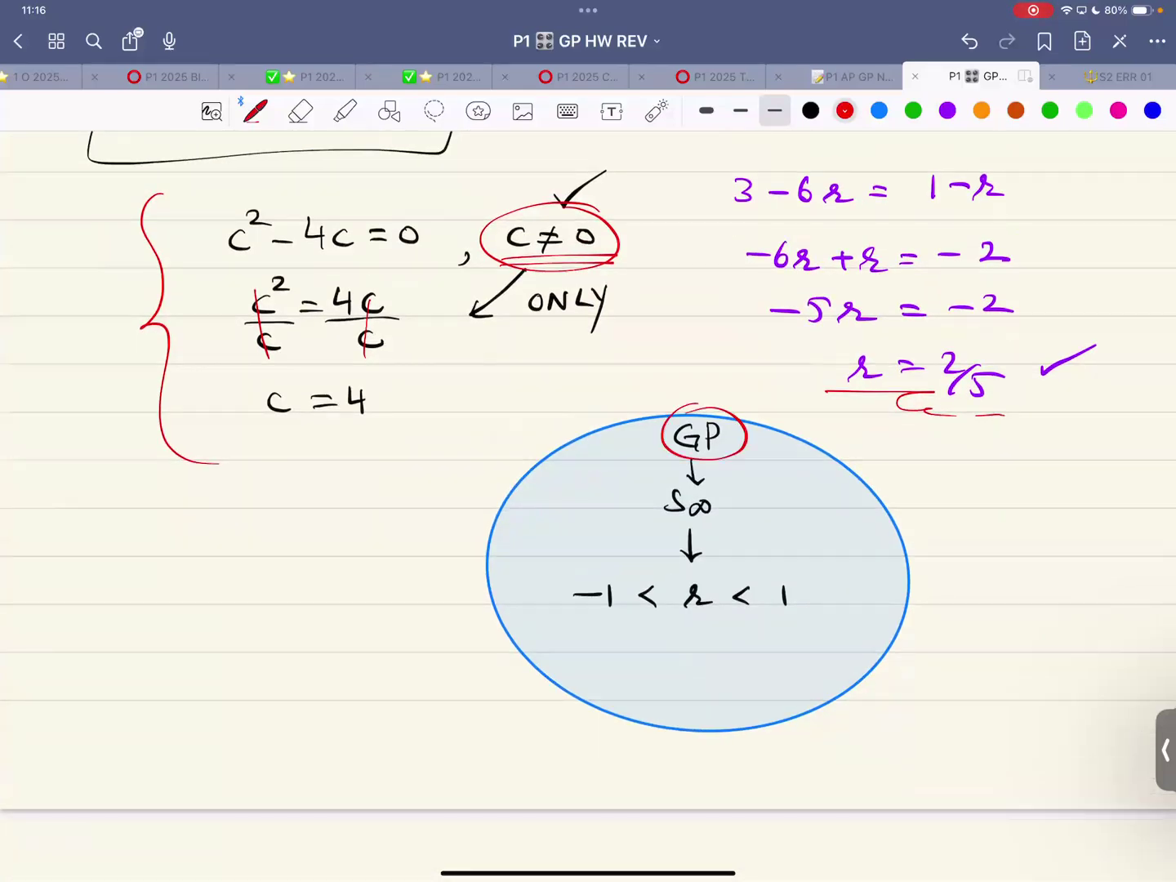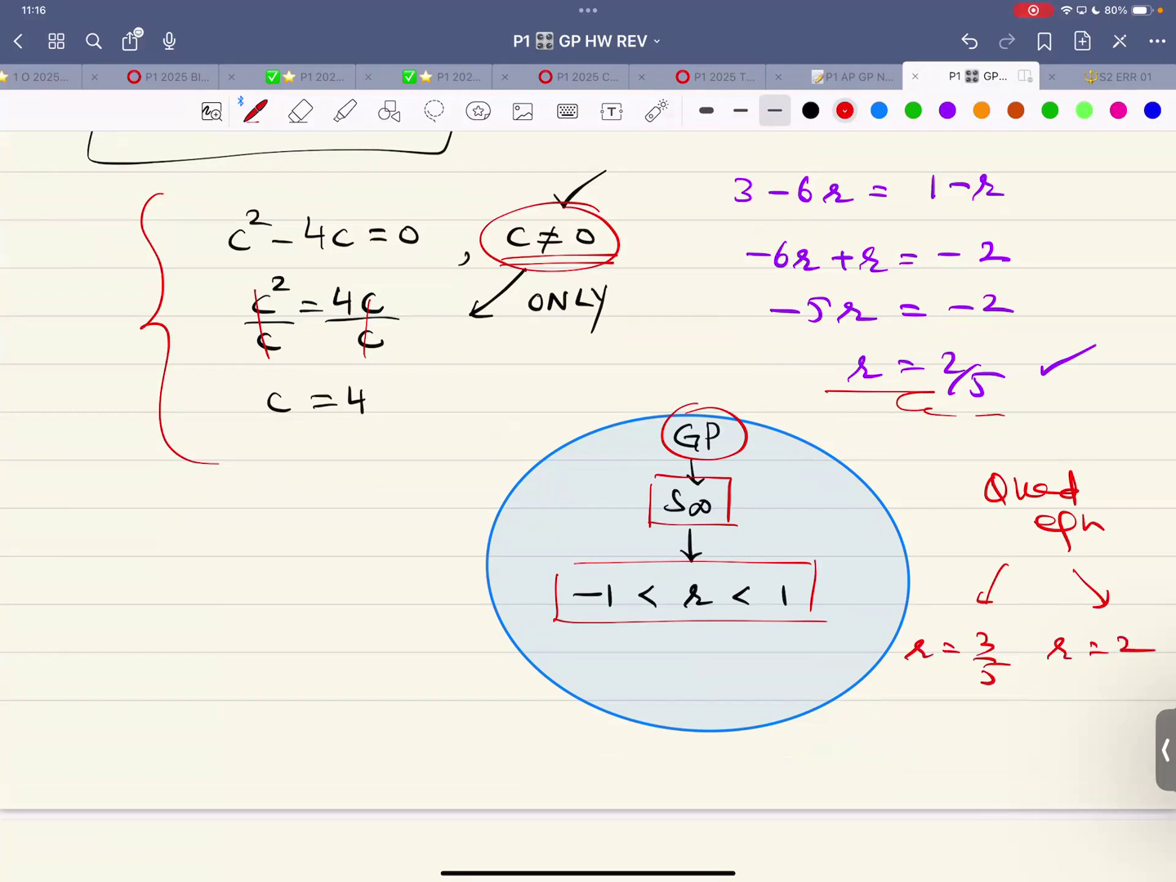A word of concern: whenever it's a question of sum to infinity, naturally it has nothing to do with AP. It has everything to do with GP. It is necessary that the common ratio should lie between -1 and 1. Maybe you get a question in which there is a quadratic equation. You get two values of R: R is 3/5, R is 2. Which one will you accept? If it's about sum to infinity, you will only accept this one. You will reject this one. Why? Because it is exceeding this particular range.